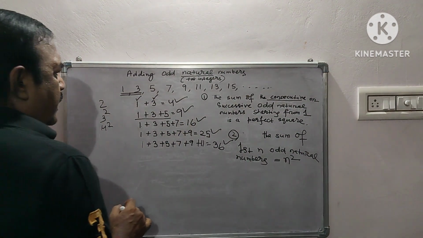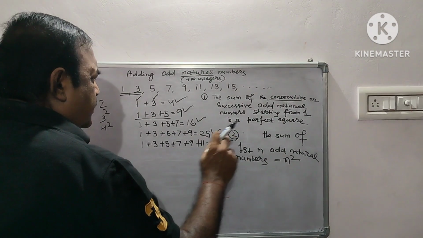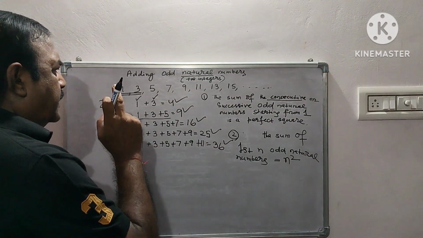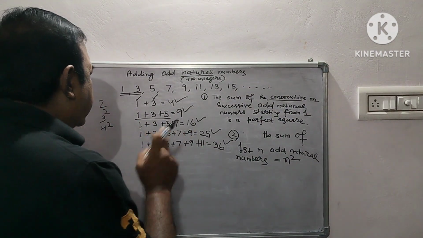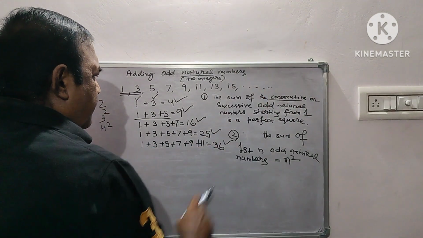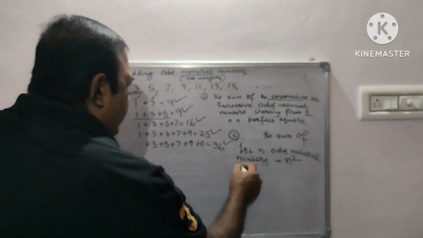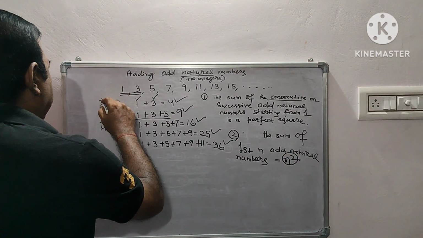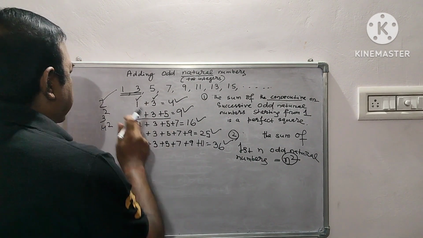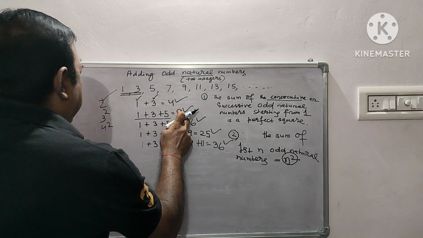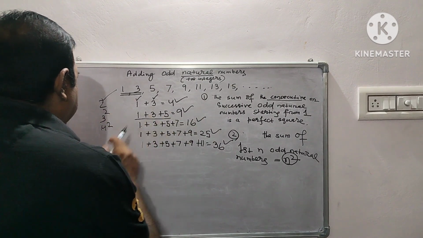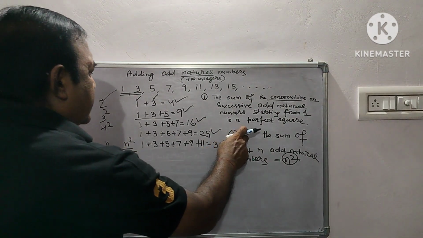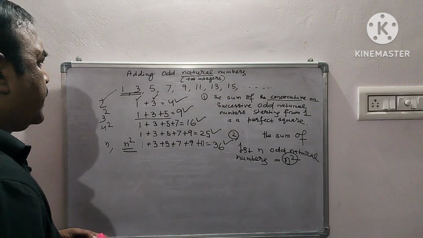So if I add the first n odd natural numbers, that means I start from 1 and go on adding the consecutive odd natural numbers up to n odd natural numbers, then ultimately I will get the result n square. For 2 odd natural numbers starting from 1, I have got 4, for 3 I have got 9, for 4, that is 4 square, 16 I have got, for n I will get n square. So this you have to mark, this is very much important.